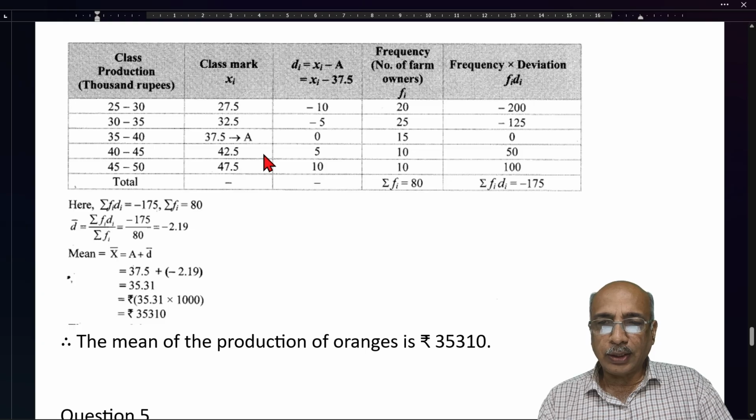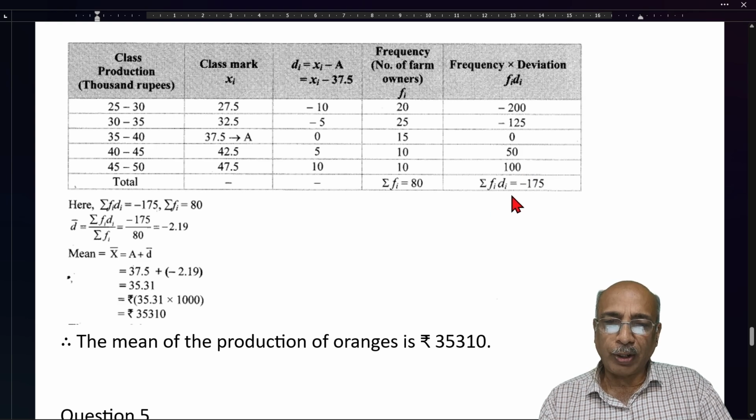42.5 minus 37.5 equals 5, and 47.5 minus 37.5 equals 10. Frequencies are as given in the table only. The sum of frequencies is coming as 80. Next column is frequency into deviation, that is Fi di. Here the minus sign is there, so we are getting minus. You know how to simplify this now. So sum of Fi di equals minus 175.